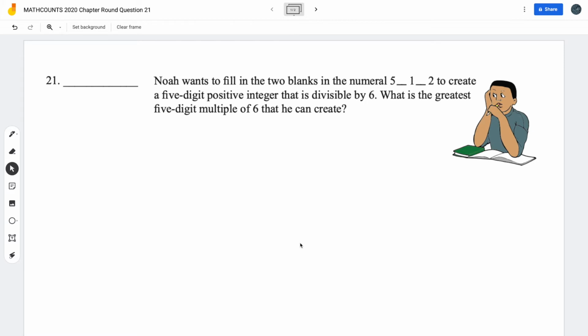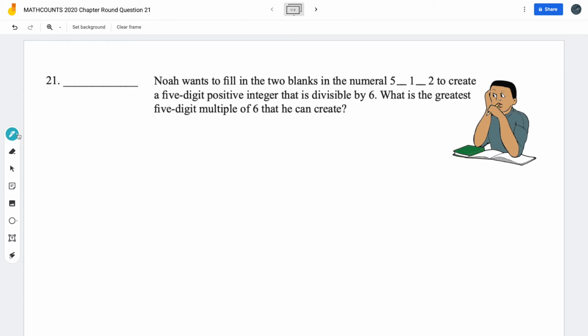This is also a nice problem to practice our divisibility rule. Sorry about that. So, let's look into this. Let's read the question. Noah wants to fill in the two blanks in the numeral 5 blank 1 blank 2 to create a 5-digit positive integer that is divisible by 6. What is the greatest 5-digit multiple of 6 that he can create?